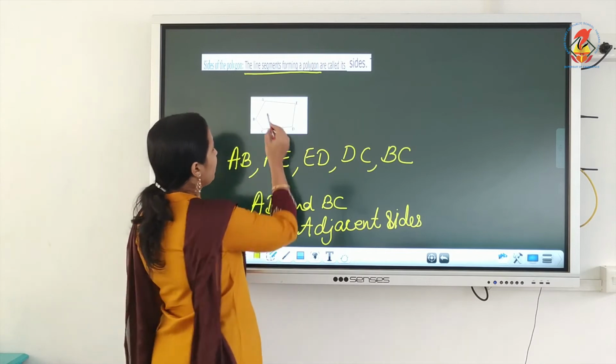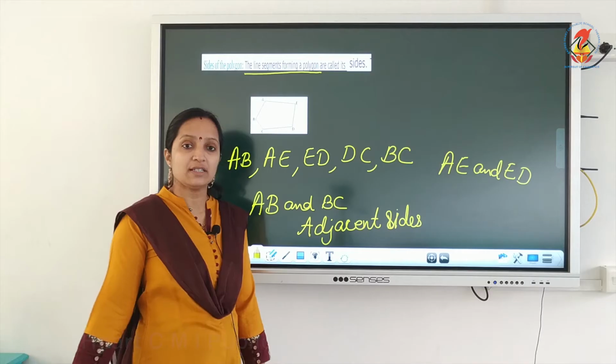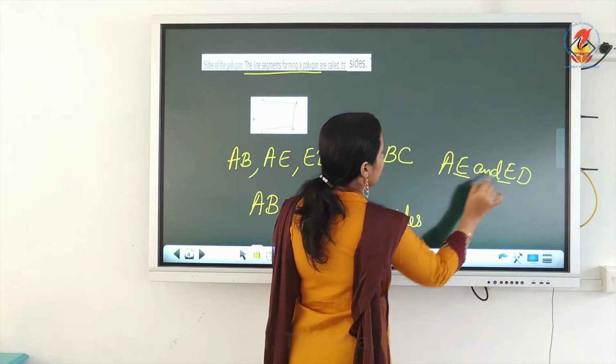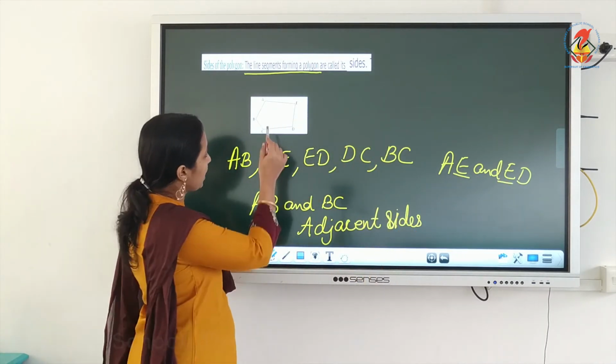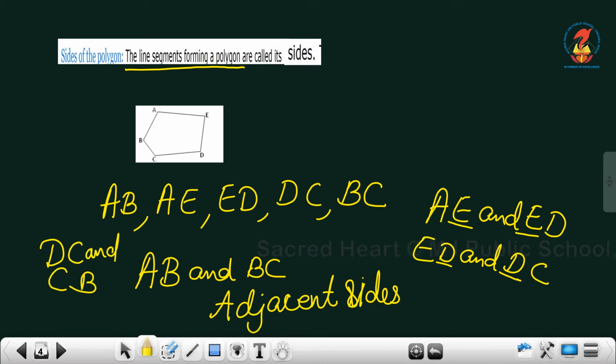Okay. Like the same way you can say AE and ED are adjacent sides. What is the reason? They have a common point. Which is the common point? E. Okay. Like the same way you can write ED and DC are adjacent sides. ED and DC have a common point D. Like the same way you can write DC and CB are adjacent sides. What is the reason? Because DC and CB have a common point C.